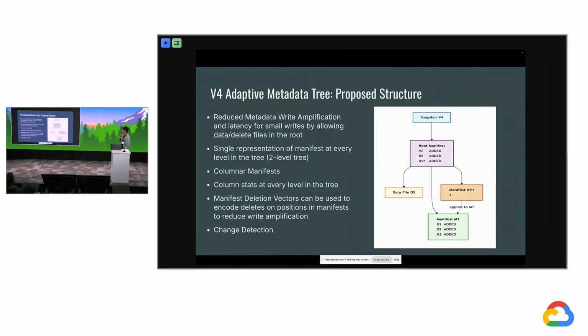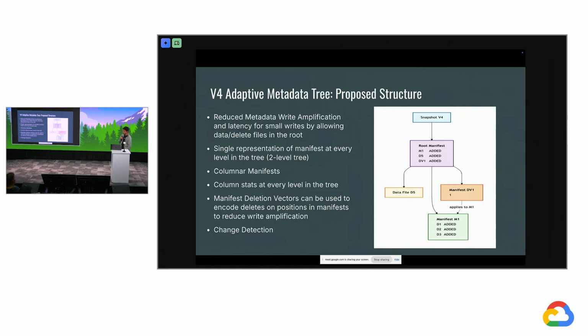You could imagine that this root manifest is essentially like a buffer where you can put not just manifests like today, you can also put data and delete files, and periodically, of course, we cannot shove everything into the root manifest, so over time you would flush out and rebalance to lower layers in the tree. And the second thing is it's really a single representation of manifests at every level in the tree. Today, like I said, there's this discrepancy: you have a very discrete manifest list structure and then manifests. But in this proposed structure, it's all just manifests.